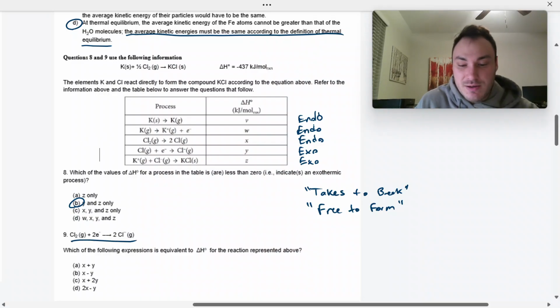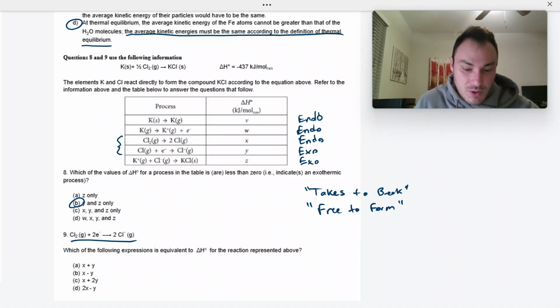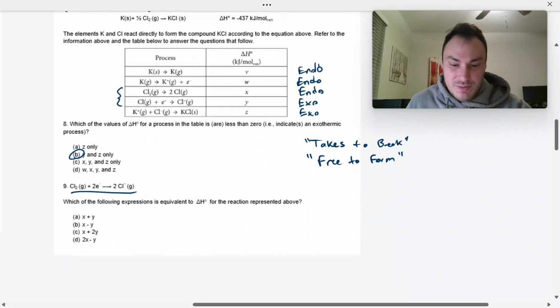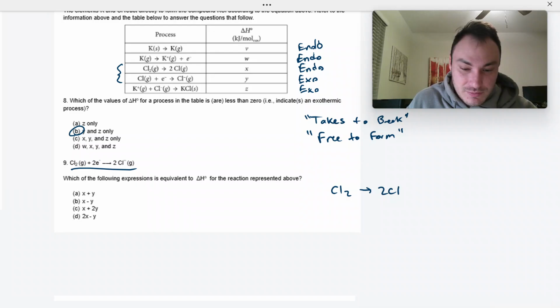But we can use some of these reactions to make this reaction. We don't have to use all of these reactions. We're not going to use any of the ones with potassium in it. Let's just look at these two. How can we rearrange those two reactions to make this one? Well, if we take X, which is Cl2 yields 2Cl, and we double Y to make 2Cl plus 2e minus yields 2Cl minus.